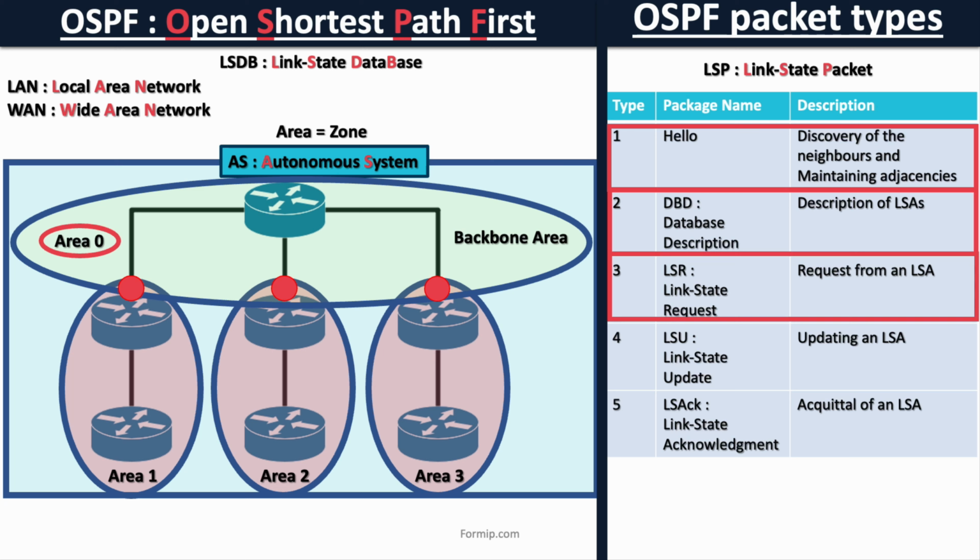Type 3 are LSR packets, which allow the receiving router to request more information from the database. Type 4 is used to respond to LSR packets and to announce new information. And Type 5 are LSAck packets. When an LSU packet is received, the router sends an LSAck packet to confirm receipt of the LSU packet. It can be seen as an acknowledgement of receipt.